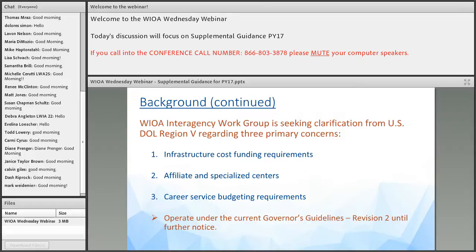So until the WIOA Interagency Work Group gets a response or any clarification from the federal government, the continuing operating guidance is to operate under the Governor's Guidelines Revision 2 until further notice. So that is still your guiding document. And this supplemental guidance will help you confirm Illinois' approach in the meantime.